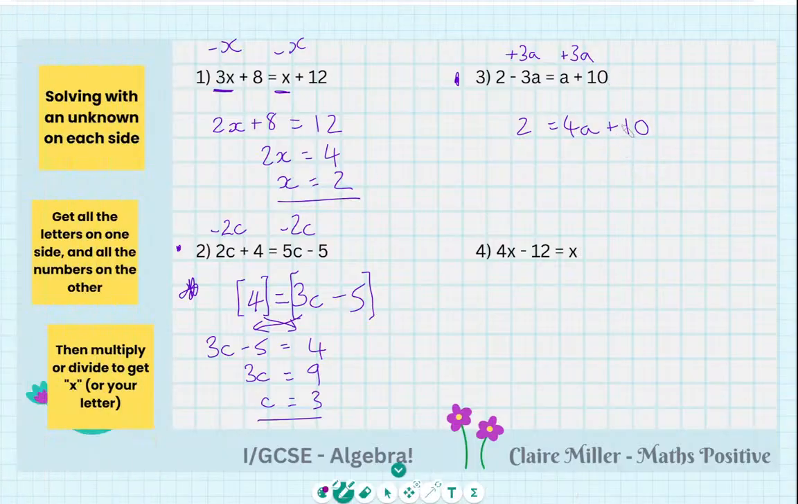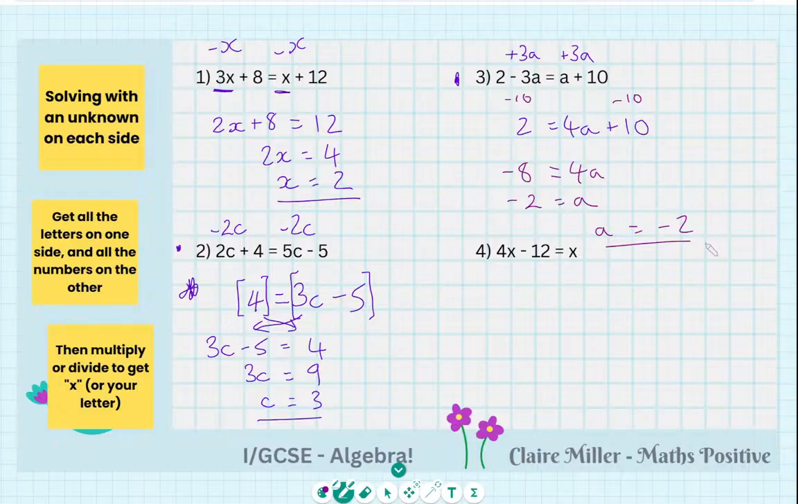So what I'm going to do is I'm going to take 10 off each side. So that'll give me just 4a on this side, because 10 take away 10 leaves us with 0. There's no number term here anymore. Then we've got 2 take away 10 on this side. That's minus 8, negative 8. Now I'm going to divide both sides by 4. So that gives us negative 2 is a. In other words, a is negative 2.